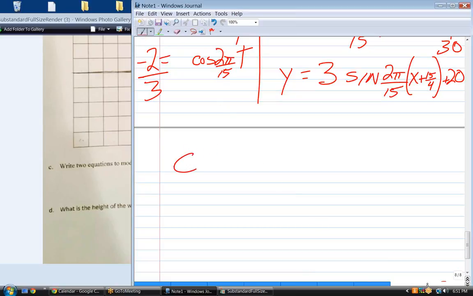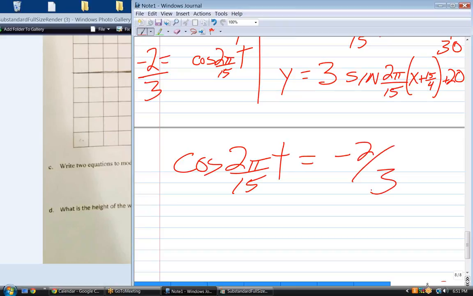So if the cosine of 2 pi over 15 times t equals minus 2/3, let's take the inverse cosine of both sides. Well, what's the inverse cosine of minus 2/3? Inverse cosine of negative 2/3 is 2.3. In radians or seconds? Let's see. Mine's in radians.